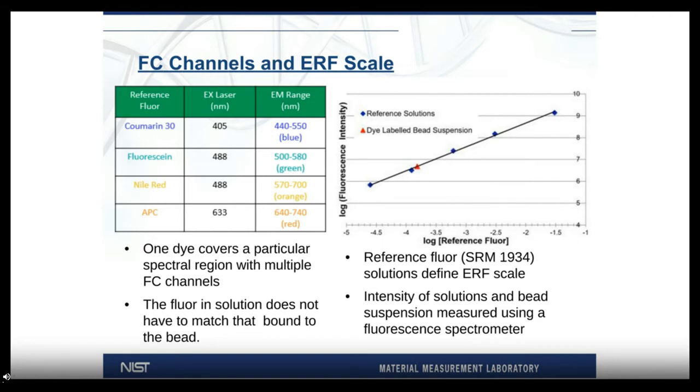So we have 4 dyes which make up SRM 1934: coumarin 30, which covers blue emission, fluorescein, which covers green emission, Nile red, orange emission, and APC, red emission. And one dye covers a particular spectral region with multiple fluorescence channels. So you don't need a reference fluorophore for every channel, or for every fluorophore that you would need on a bead. And this is an important point which differs it from MESF, for instance.